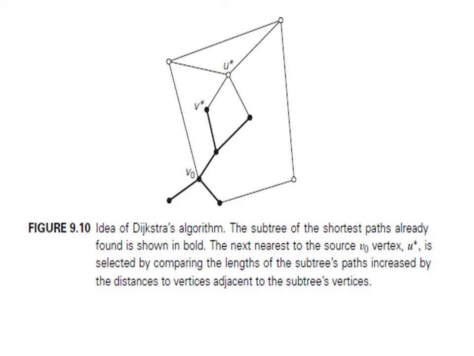And here, for example, if V star is the one which has been found and it is present in the spanning tree, from V0 the next nearest vertex selected will be U star. The U star is selected depending on the distance from V star to U star. That is the idea of Dijkstra's algorithm. The subtree of the shortest paths already found is shown in bold. The next nearest to the source vertex V0, U star, is selected by comparing the lengths of the subtree's path increased by the distances to vertices adjacent to the subtree's vertices.